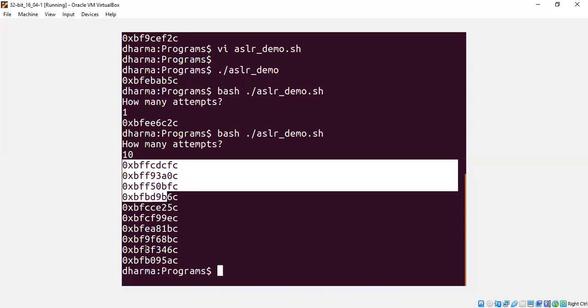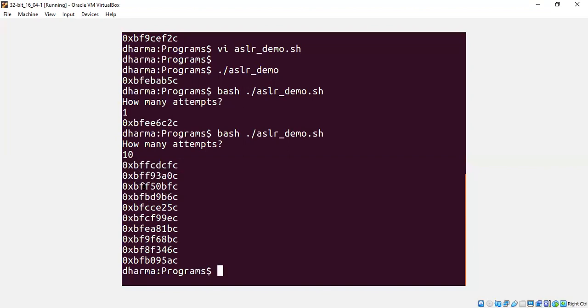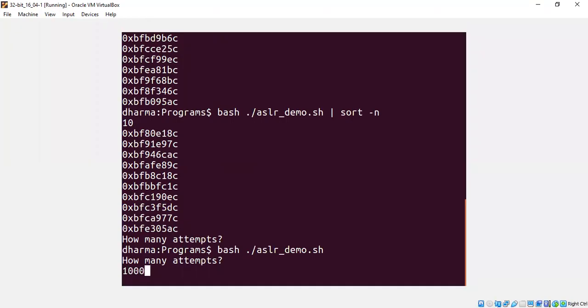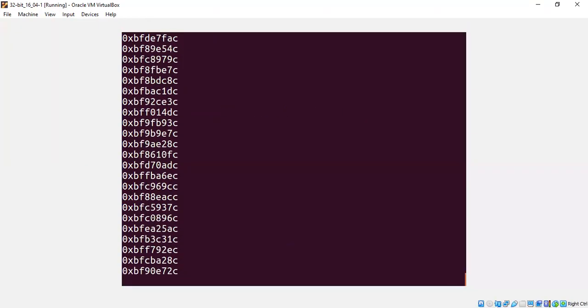You can see here, we have numbers ranging from BFF. It's not sorted, we can sort it numerically. And we can study different possible values. So what I'm going to do, I'm going to run this thing multiple times, let's say 10,000 times. You get possible values. It's going to print for a while.